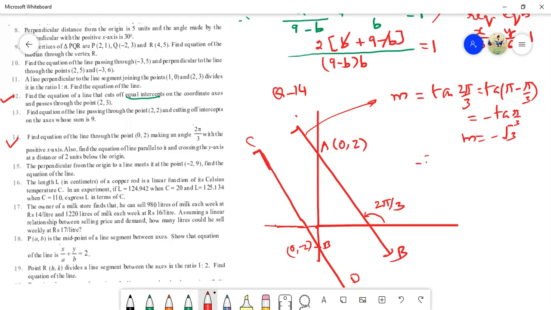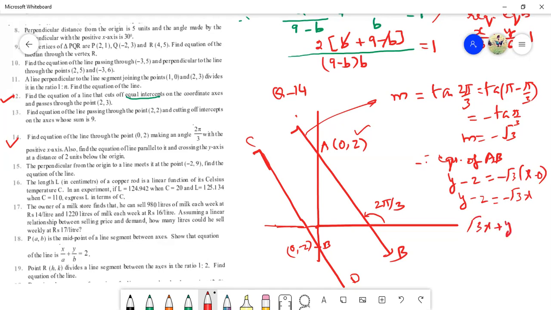Therefore, equation of AB: y minus y1 is equal to m times x minus x1, with y1 being 2, m being minus root 3, and x minus 0. This is the equation. Y minus 2 is equal to minus root 3 x. Or you can write root 3 x plus y minus 2 is equal to 0. This is the equation of line AB.